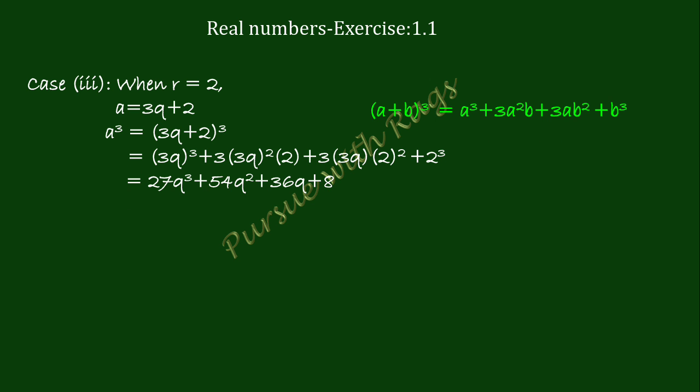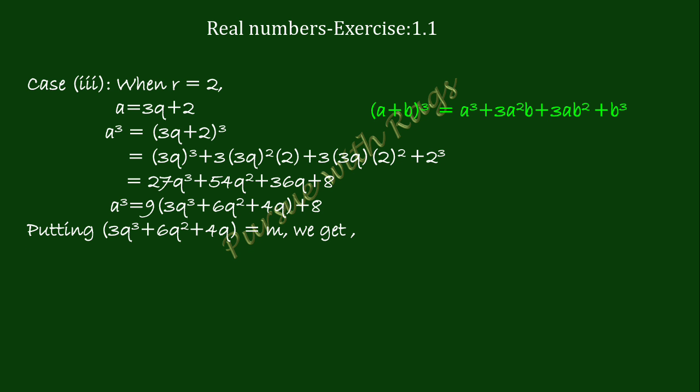So here the coefficients of the first 3 terms are multiples of 9. So taking 9 commonly outside, we will get a cube is equal to 9 into 3q cube plus 6q square plus 4q, plus 8. So here instead of this 3q cube plus 6q square plus 4q, substitute m. We will get a cube is equal to 9m plus 8.